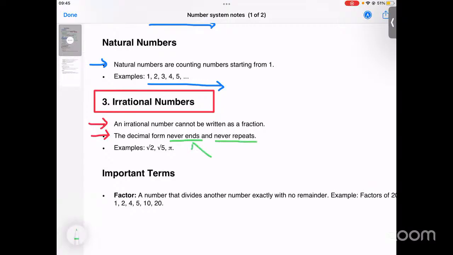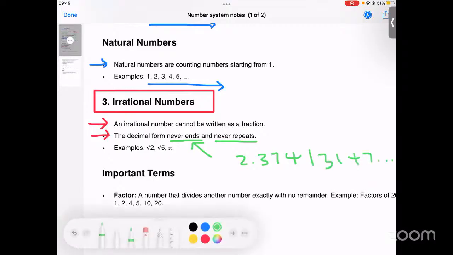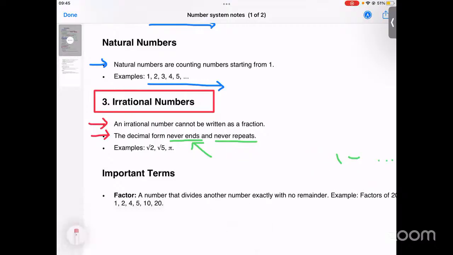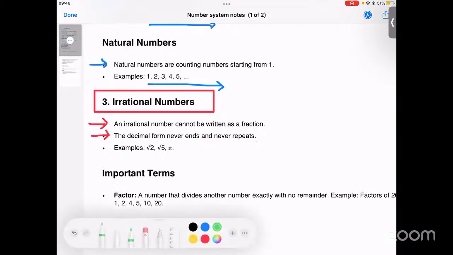There's this part of saying it never ends. You can't find it as maybe 2.374. No. On your calculator, you will see it will just be that long number, and then it will have those three dots to show that it continues up to infinity. It does not end. Okay, then it's fine.